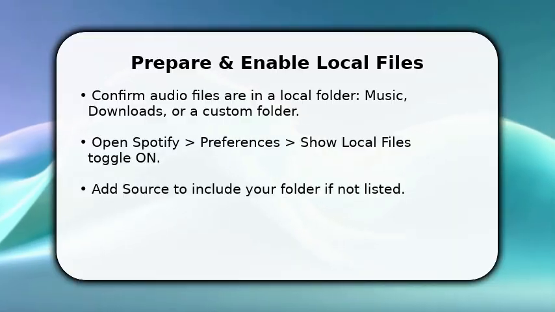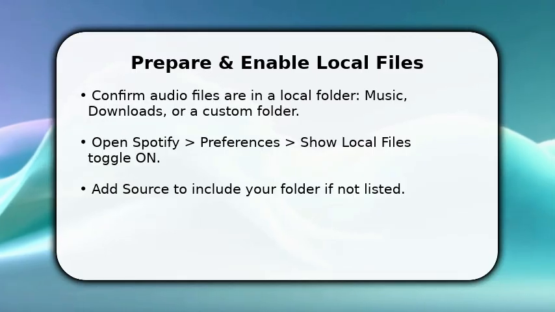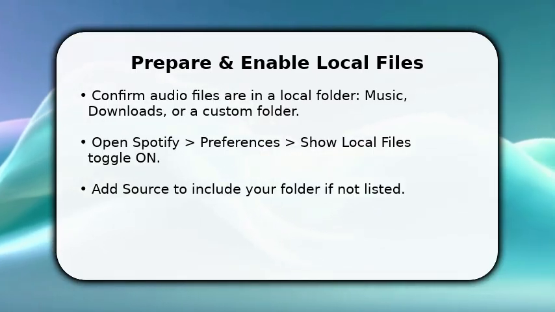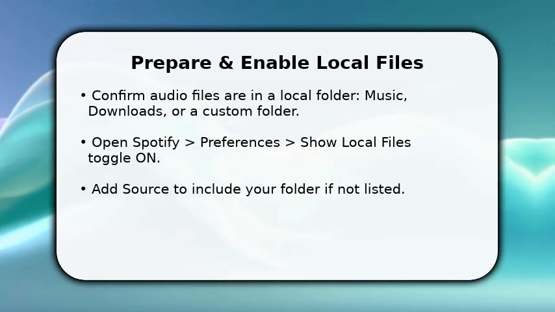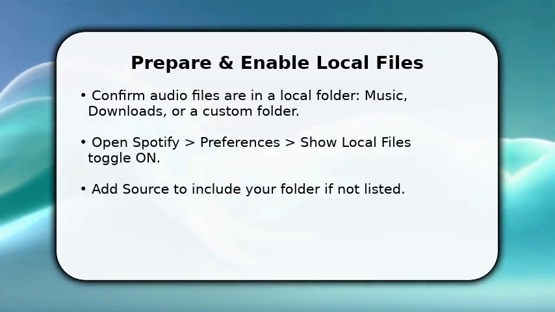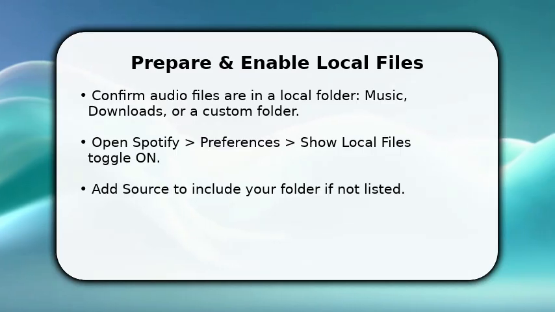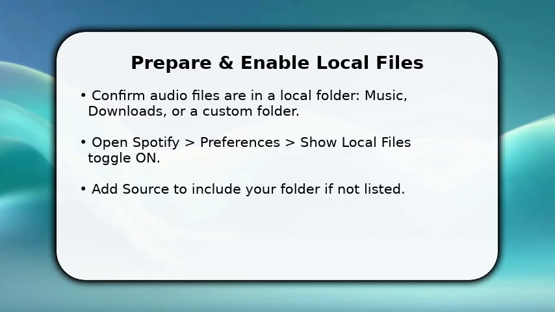You start by preparing the files and turning on Spotify's import. Make sure your audio is in a Mac folder you control, then open Spotify and go straight to Preferences. Toggle Show Local Files on, because without that Spotify will not surface your tracks. Once enabled, click Add Source and navigate to the folder that holds your songs.